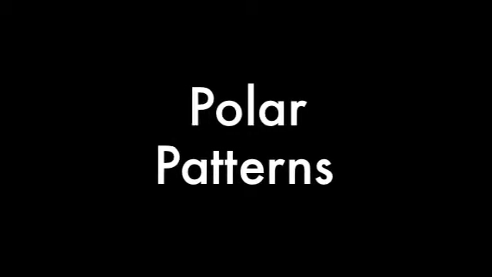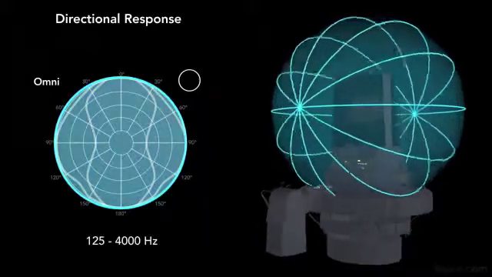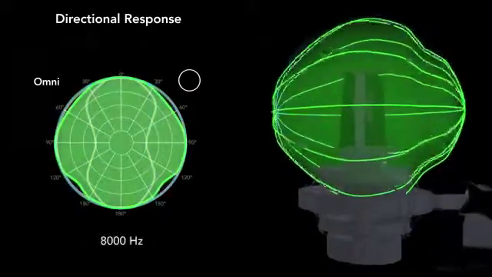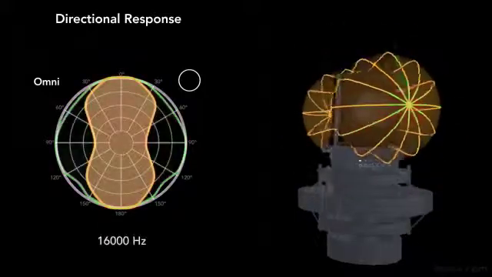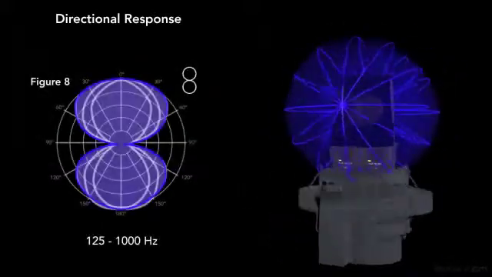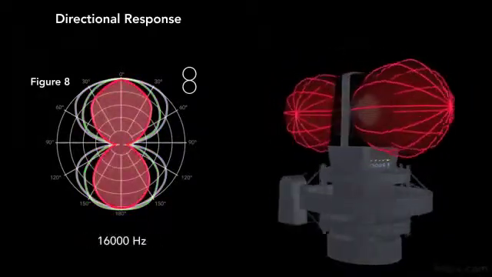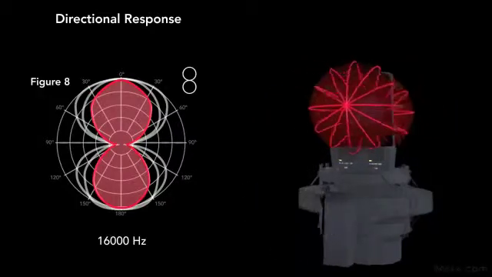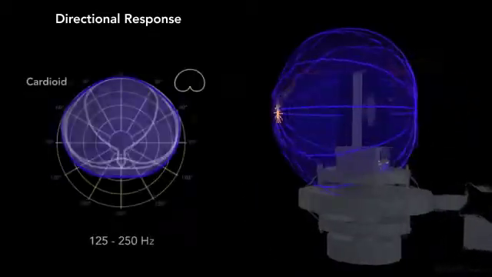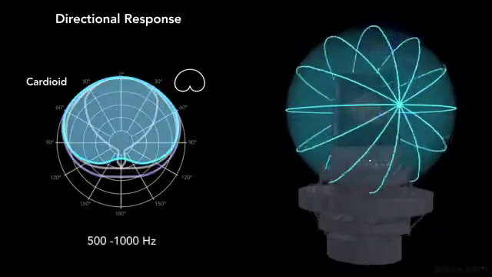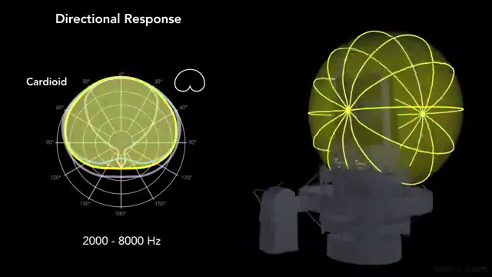Now I'm going to talk about the polar patterns. There are several types of polar patterns, included but not limited to the figure 8 pattern, omnidirectional, and cardioid. The omnidirectional mic will pick up all sounds at all angles of the microphone. The figure 8 pattern only picks up sound on the front and back ends of the microphone. And lastly, the cardioid. The cardioid pattern only picks up sound in a single direction of the microphone.